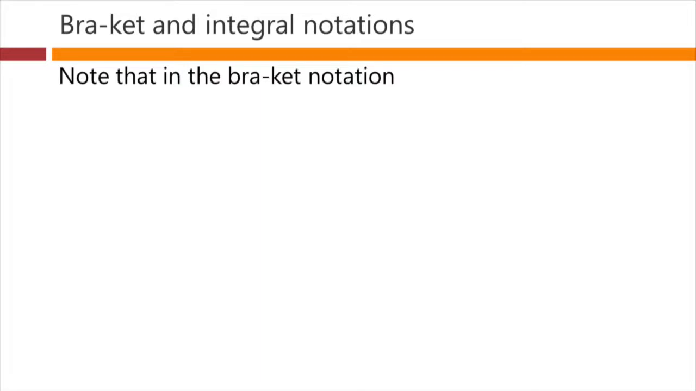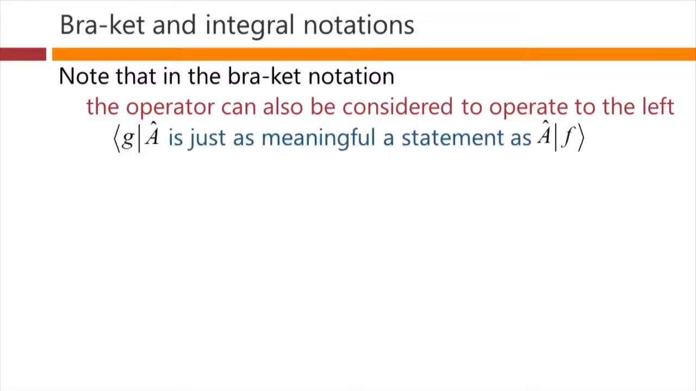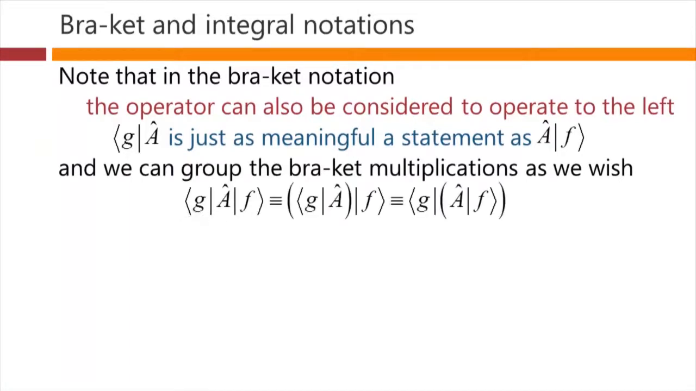Note incidentally that in bra-ket notation, the operator can also be considered to operate to the left. That is, this statement here, the bra vector g and the operator a, is just as meaningful a statement as the operator a and the ket vector f. And if you think about this as matrix vector multiplications, it's easy to see why. This is a perfectly legal matrix vector multiplication, just as this one is. So we can group bra-ket multiplications as we wish. We can group this bra-ket multiplication this way, or we can group it this way.